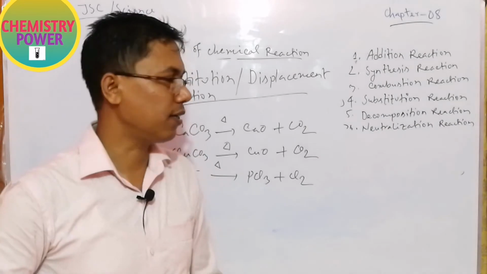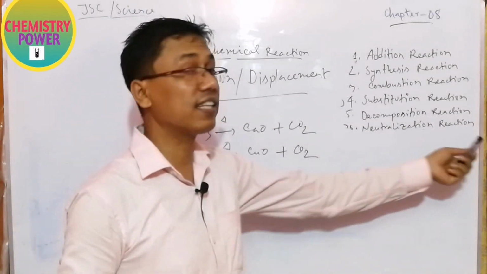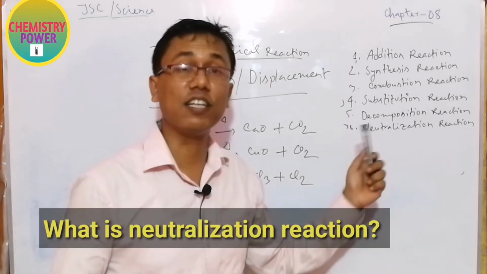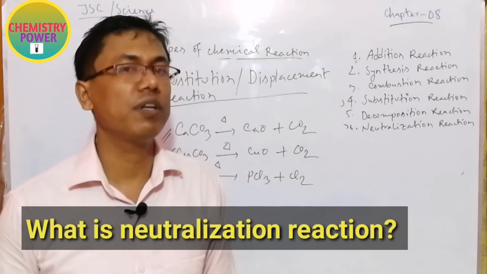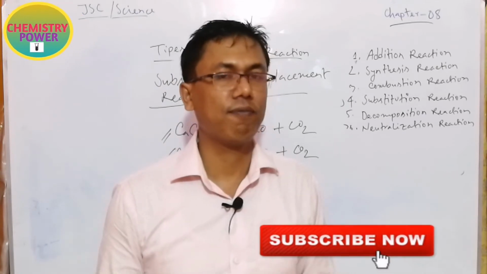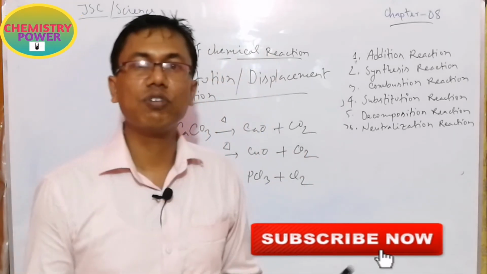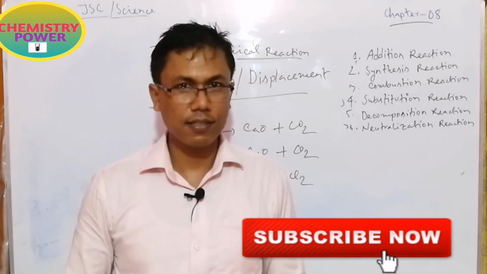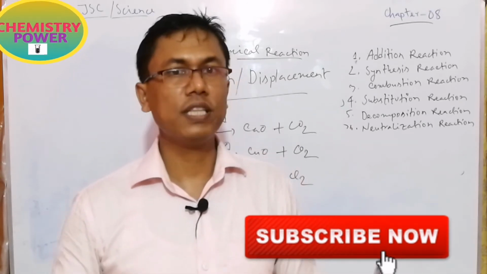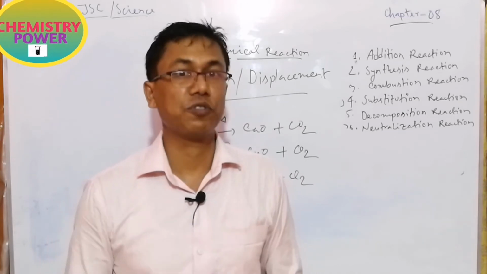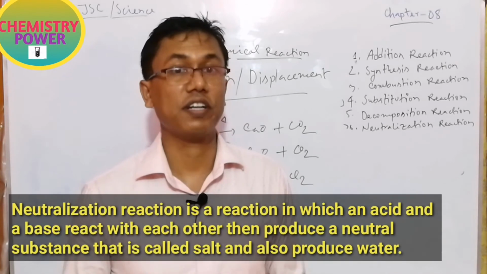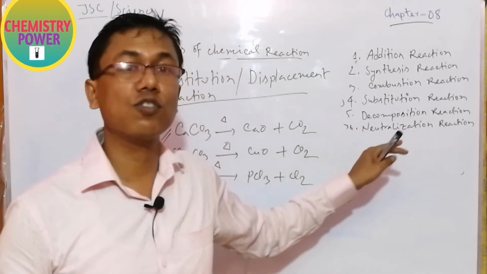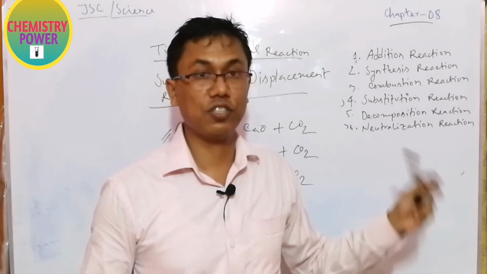Now let's see the last one, the neutralization reaction. What is a neutralization reaction, why is this type called a neutralization reaction, and what do you mean by it? It is very simple to define. A neutralization reaction is a reaction in which an acid and a base react with each other and then produce a neutral substance called salt and also water. That's why this kind of reaction is a neutralization reaction.